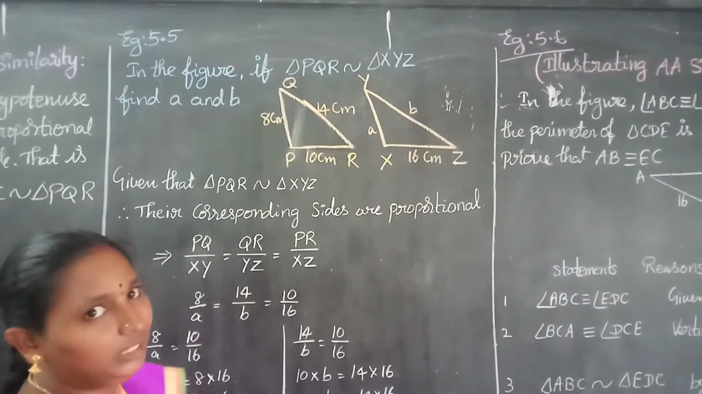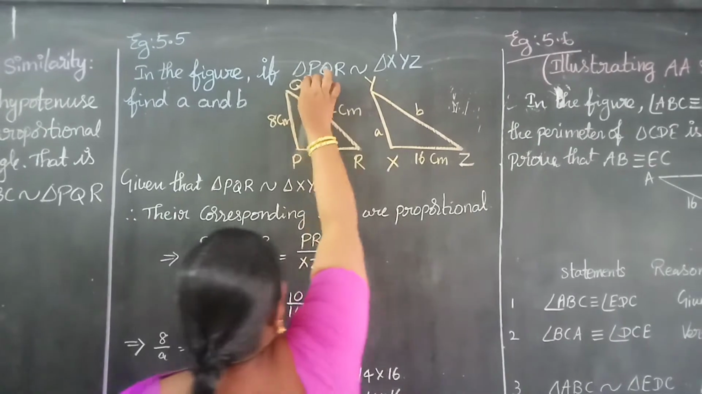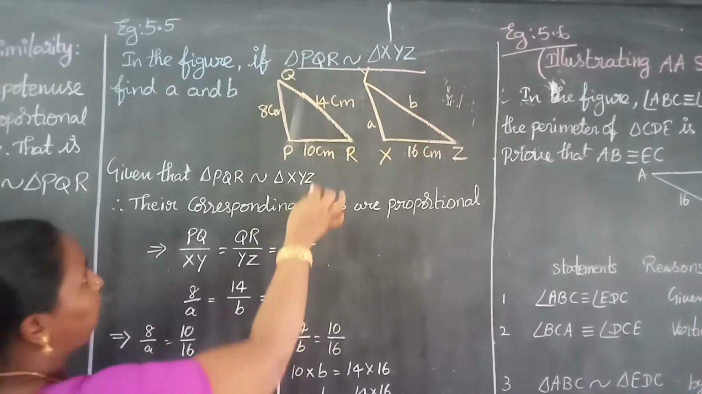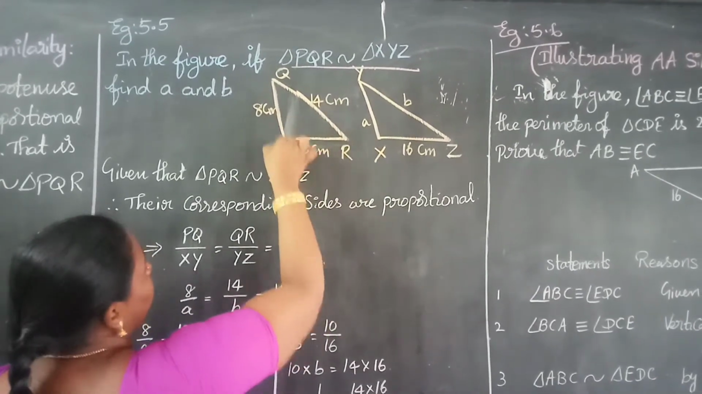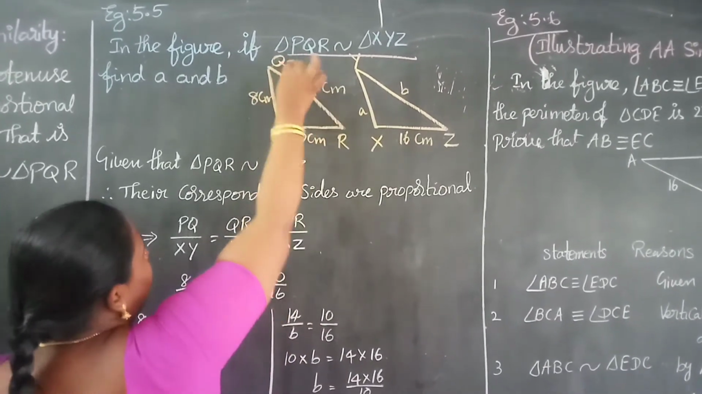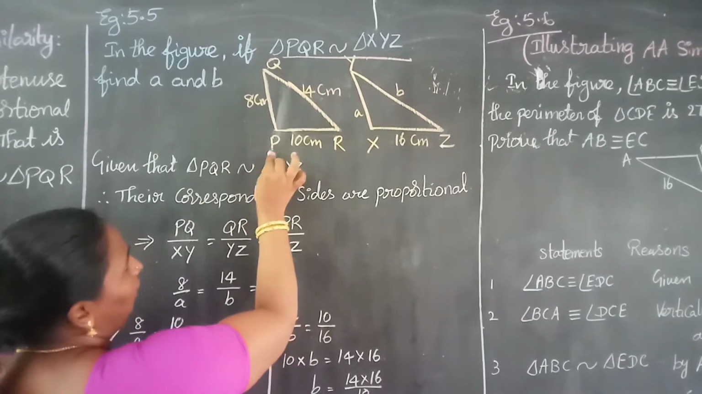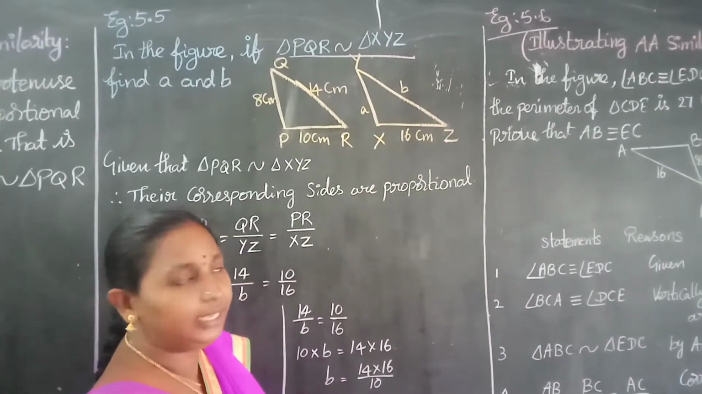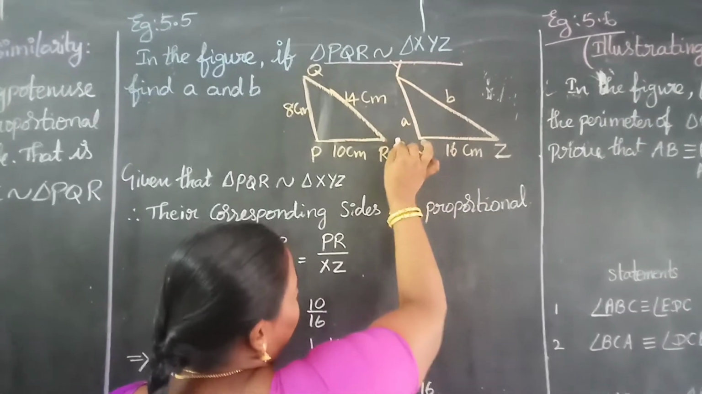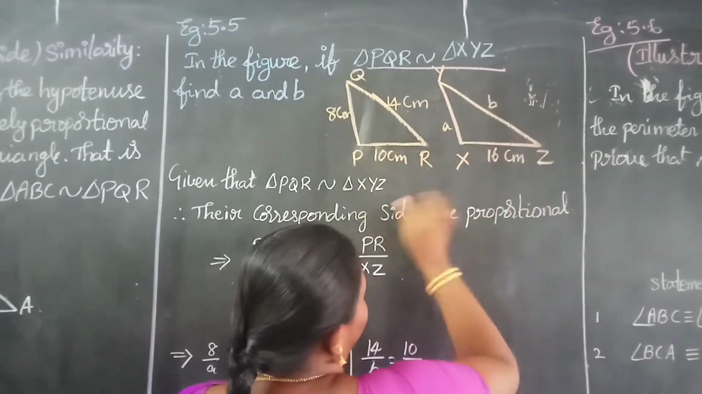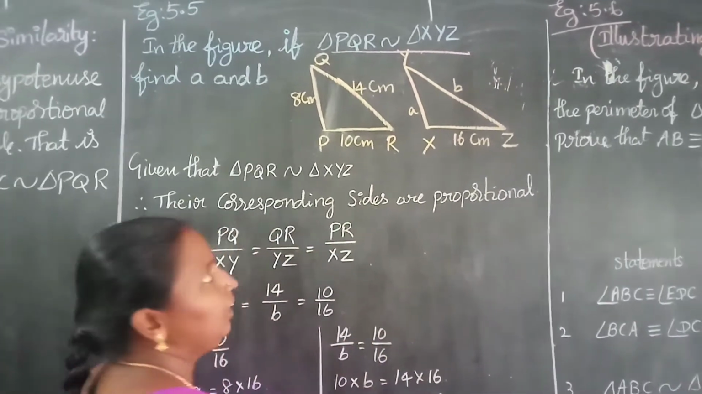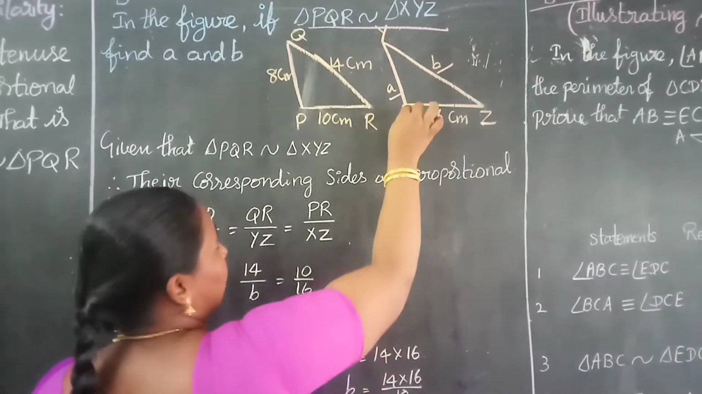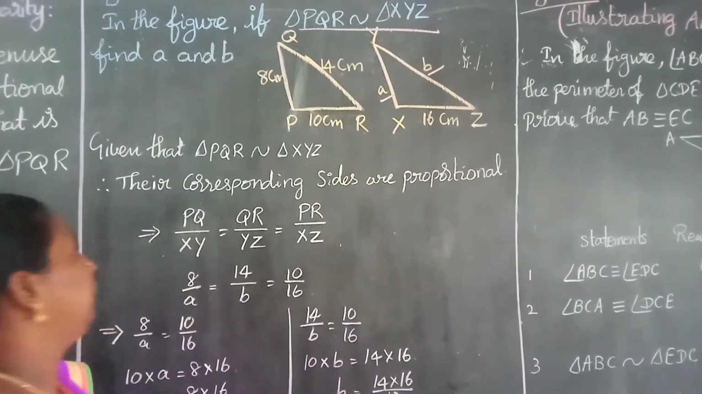So in the question itself, they given that triangle PQR is similar to triangle XYZ. See this figure PQR. They given PQ 8 cm, QR 14 cm and PR 10 cm. Here another triangle XYZ. XY is A and YZ is B and XZ they given as 16. We are going to find the value of A and B, that is length of XY and YZ.